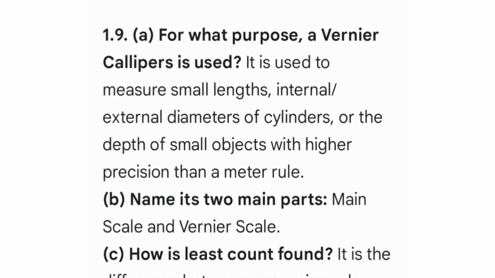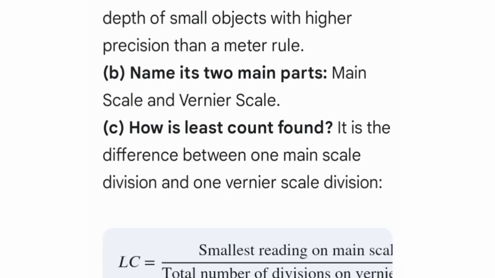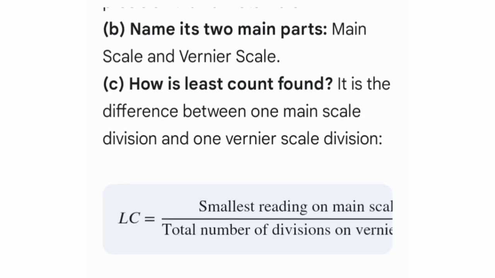Short 1.9. A. For what purpose is a vernier caliper used? It is used to measure small lengths, internal and external diameters of cylinders or the depth of small objects with higher precision than a meter rule. B. Name its two main parts: main scale and vernier scale.